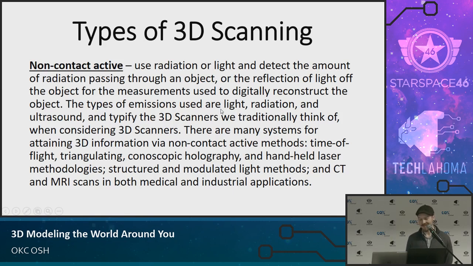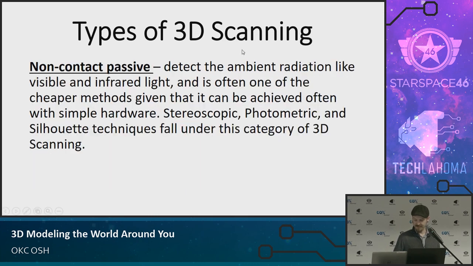There are also non-contact active 3D scanners. I think this is typically what we think of when we think of 3D scanners. They use radiation or light and detect the amount of radiation passing through an object or the reflection of light off the object to attain the data. These are things like CT scanners and MRI scanners. They utilize different methodologies to acquire that data: the time-of-flight method, triangulation, conoscopic holography, and handheld laser methodologies. There are structured and modulated light methods, and again, the CT and MRI methods that I mentioned earlier.